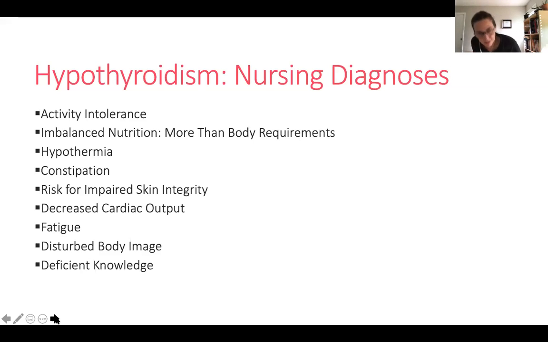Fatigue for obvious reasons, their decreased metabolism. Disturbed body image. So the weight gain can be pretty hard for these people, or the myxedema, the swelling in the face. So education, encouraging the patient, and then deficient knowledge will be related to the medication regimen. So teaching them to take their medication as prescribed, don't double up if you miss a dose, and then the signs and symptoms of hyperthyroidism. So tachycardia, if they're all of a sudden losing too much weight, or they're more nervous and irritable than normal.